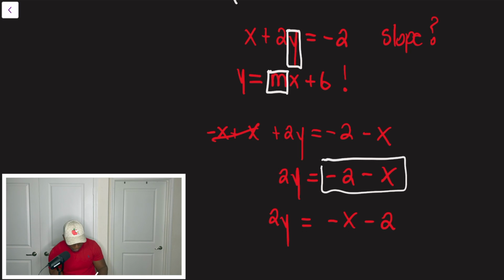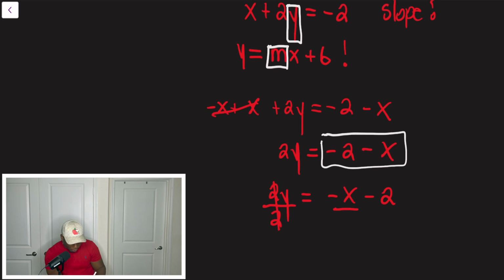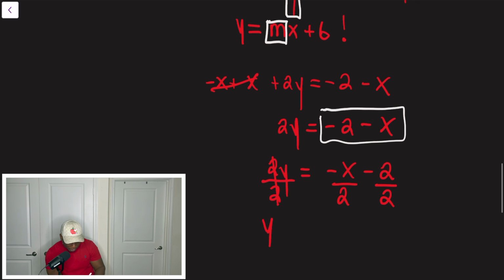So we divide by the number in front of y, which is 2, and we're going to divide both x and 2 by 2. So our final equation is y is equal to -1/2 x minus 1. Now understand, guys, we switch it over, and now we have to understand what we did.